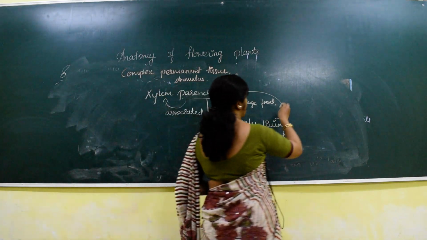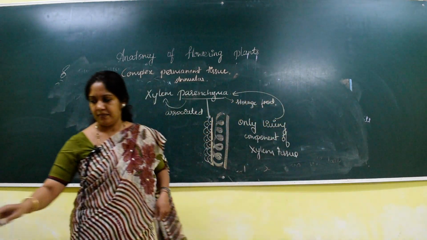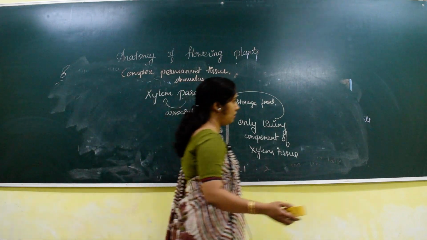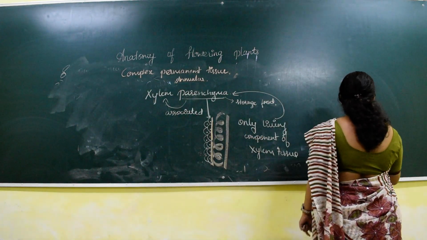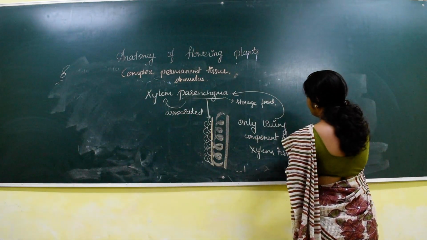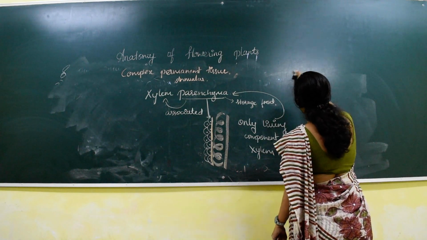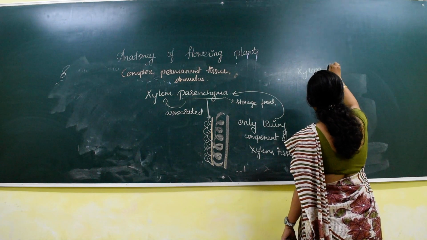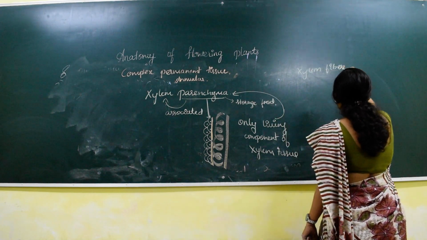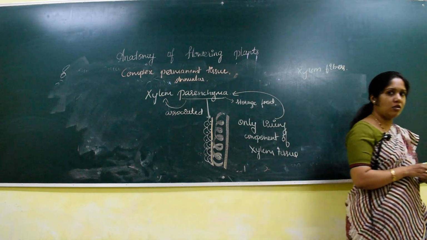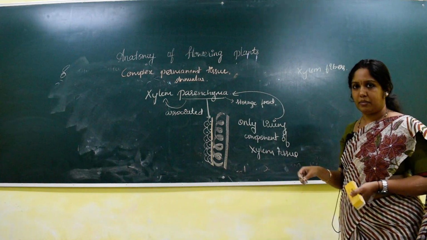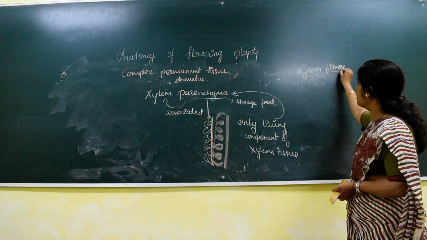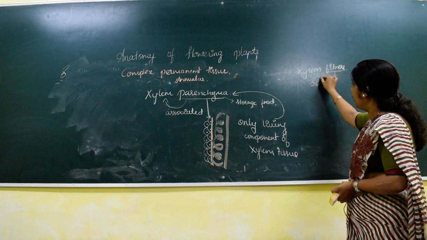Next is xylem fibers. We have already discussed the word fibers. It comes under the tissue sclerenchyma. So xylem fibers: wherever you come across the word fibers in this chapter, you have to remember that fibers means it is a sclerenchyma tissue.